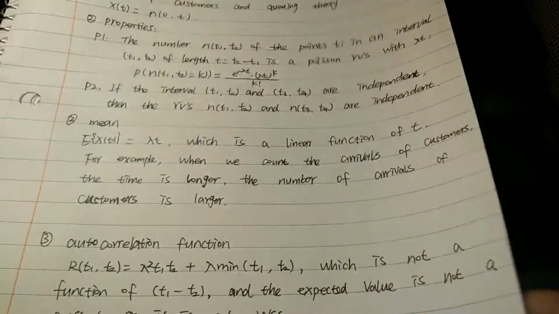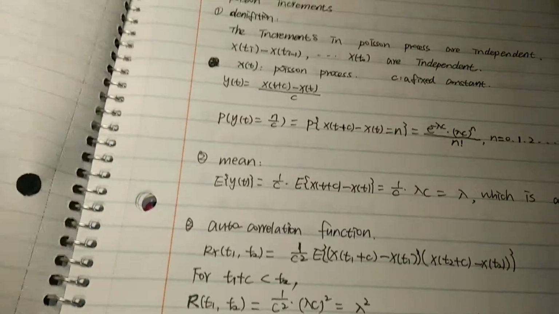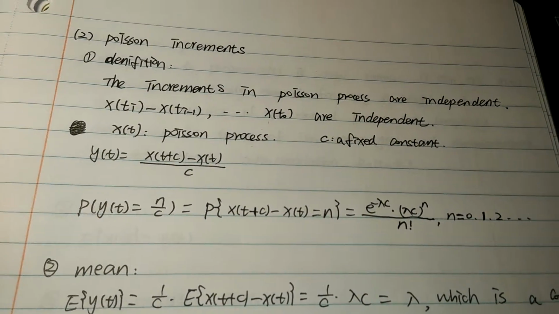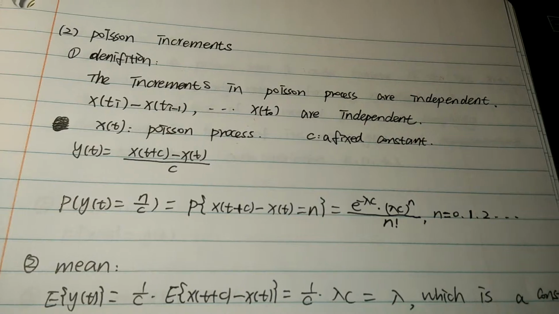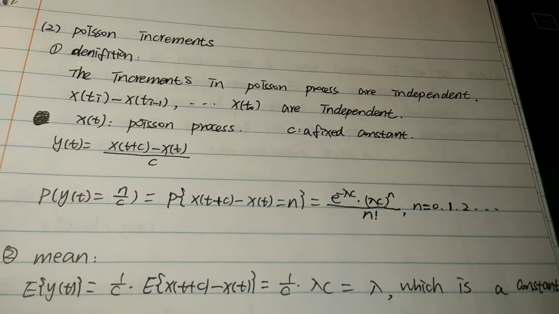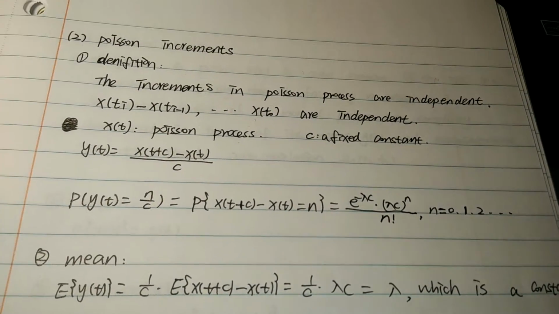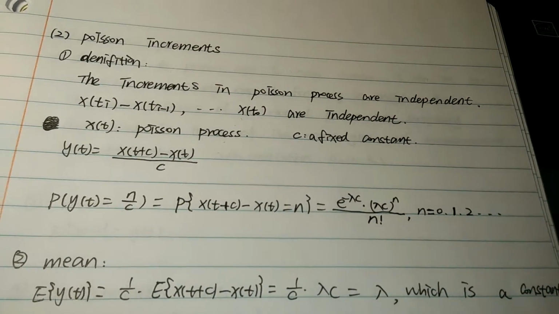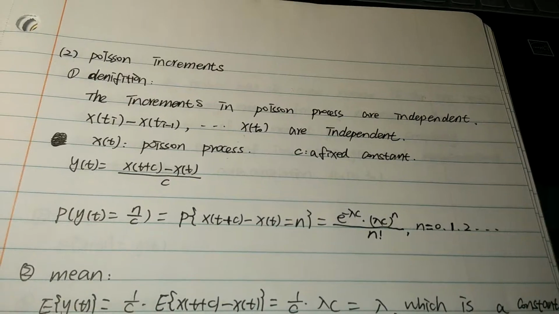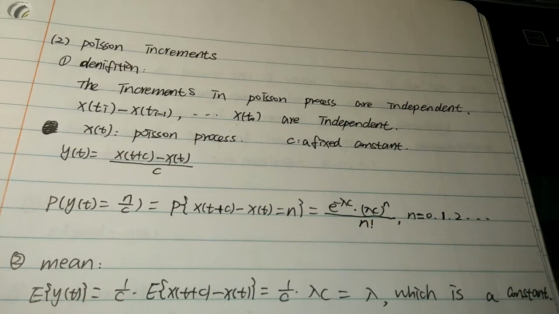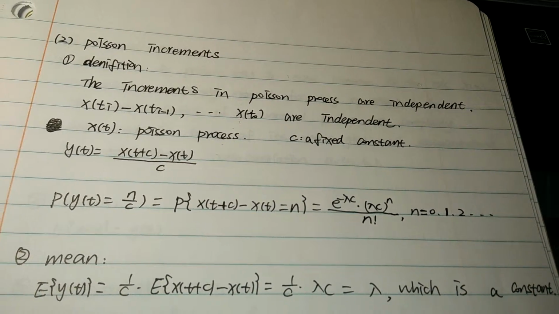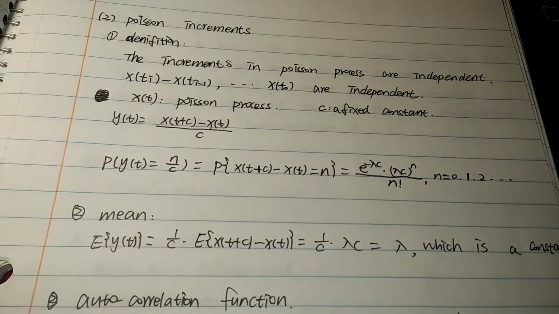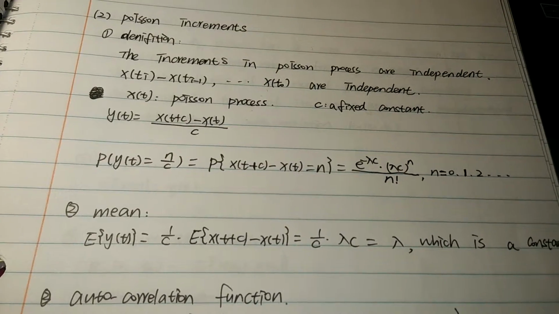The second one is Poisson increments. The definition is that the increments in a Poisson process are independent. For example, x of ti minus x of ti minus 1 until x of t0 are independent. X of t is a Poisson process. C is a fixed constant. So we can get y of t equals x of t plus c minus x of t over c.